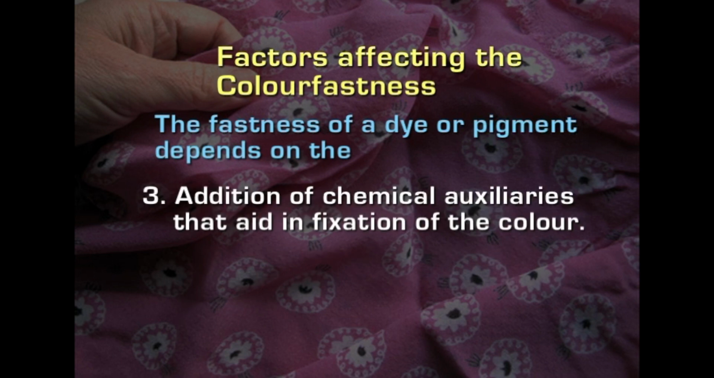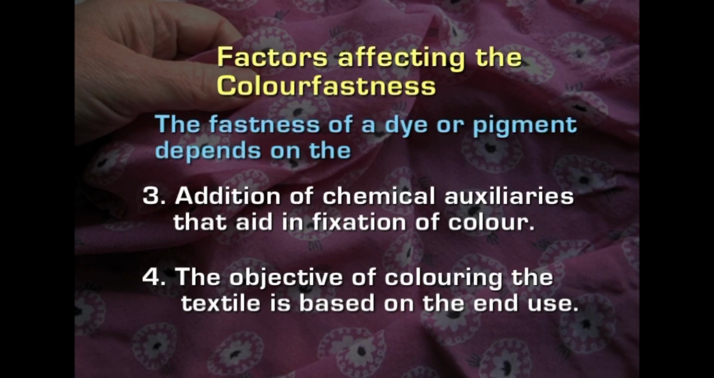Addition of chemical auxiliaries that aid in the fixation of the color is also important, because these are important factors that improve the fastness properties. The objective of the colored textile is based on the end use. As we saw earlier, this is a very important factor that has to be understood while dealing with color fastness.